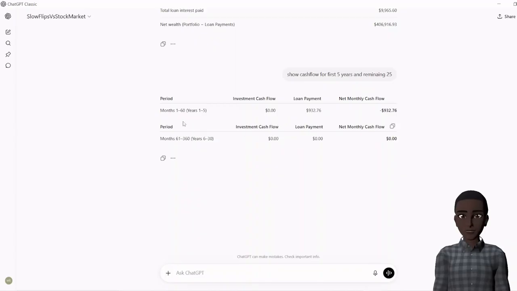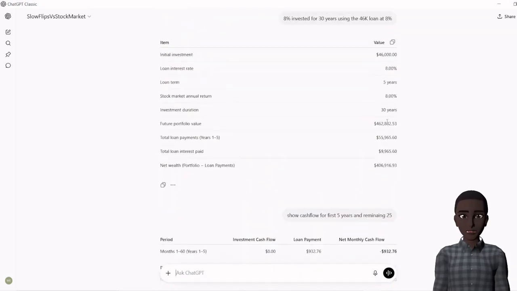So you'll notice here, this is where things get interesting. For the first 5 years in this model, we are having to pay our loan payments out of our own pocket, because if the money is tied up in a portfolio in the stock market, then it's not generating cash that we can withdraw. So this money then comes out of our own pocket for the first 5 years. And then for the remaining 25 years, there is no cash flow in the stock market scenario. And that's the big difference between the stock market and the slow flip and the real estate investment.